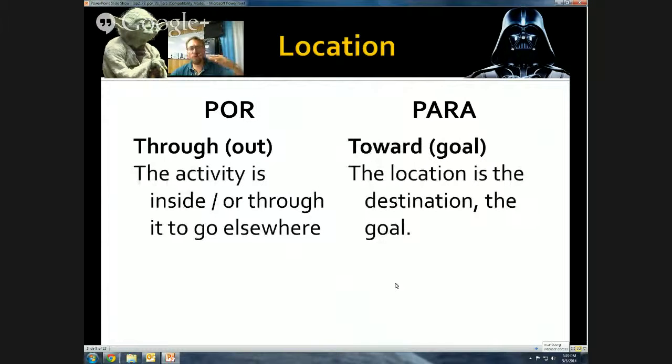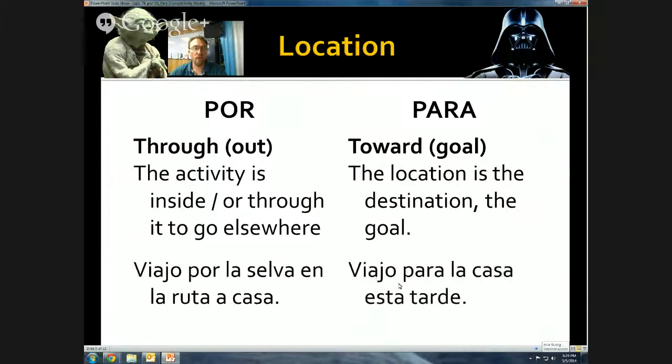Location. Through or throughout, okay? Versus para, which is towards a goal, but we may not get there, all right? So, por, on the first side, we're inside of this idea, whatever it is. But we're going through it, round and round in circles, or we're going all the way through it to go somewhere else, perhaps. So, for example, yo viajo por la selva en la ruta a casa. I'll bet he says this. And then, viajo para la casa esta tarde. I'm traveling towards my home this afternoon. Maybe I'm just headed that way, and I'm going to go somewhere else, maybe a restaurant.